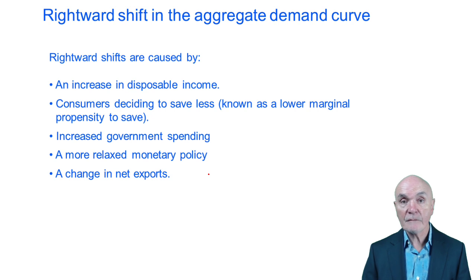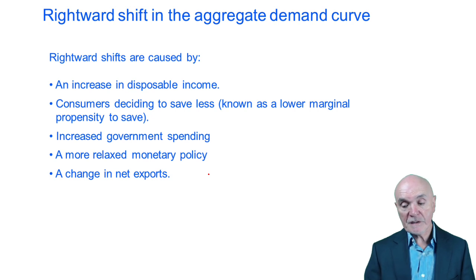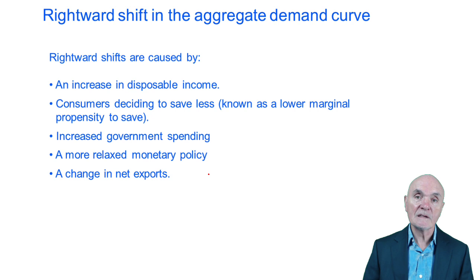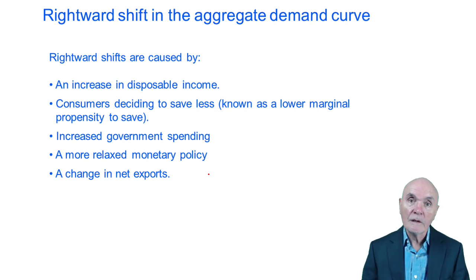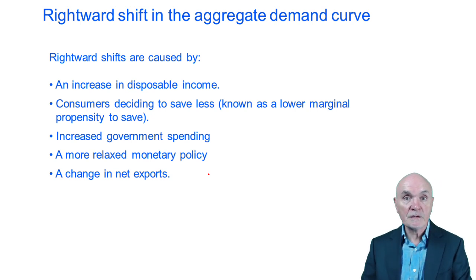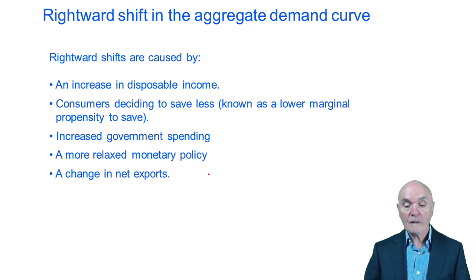Increased government spending. The government steps in and, for example, starts buying. So you could think of a health service. The health service has patients in hospital, has to feed them, and the policy is to feed them much better, much more food. So that government spending on the health service is, of course, buying food from producers and supermarkets that otherwise wouldn't have been bought.